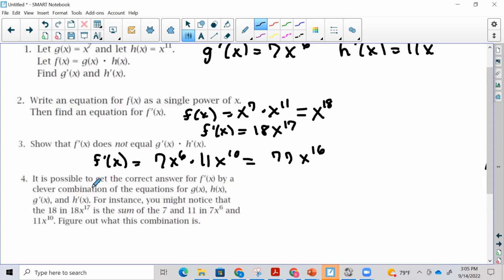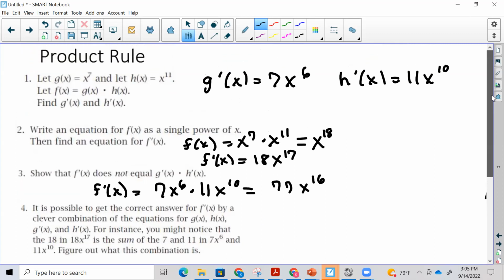So we want to see, is it possible to get the correct answer for f prime of x by a clever combination of the equations g of x, h of x, g prime, and h prime? So it says, for instance, you might notice that the 18 in 18x to the 17th, like this answer, is the sum of 7 and 11 in 7x to the 6th and 11x to the 10th. So figure out what combination. What we're trying to do is, can we combine g prime, h prime, g and h in some way that we could end up getting 18x to the 17th? And they kind of give you a hint. They said, okay, well, I know if I add 7 and 11, I would get 18.